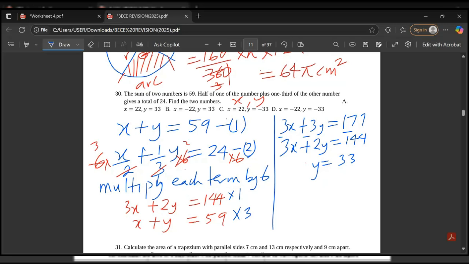All right. Like what I told you yesterday, we can as well apply it. So let's check the options. Option A asks y to be 33. Option B, the same thing.